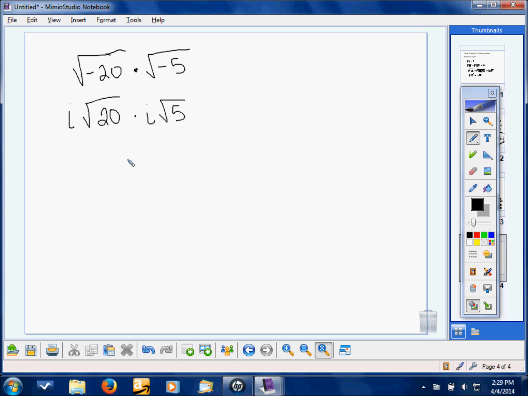So it equals i squared times the square root of 100, which is 10. So it's negative 1 times 10, which is negative 10. Very funny looking negative 10, isn't it? I get it. Okay, good.